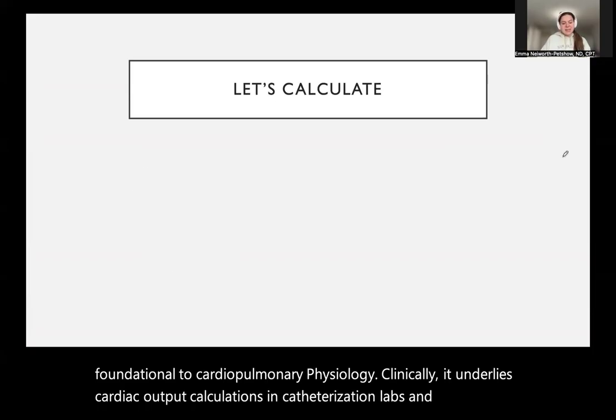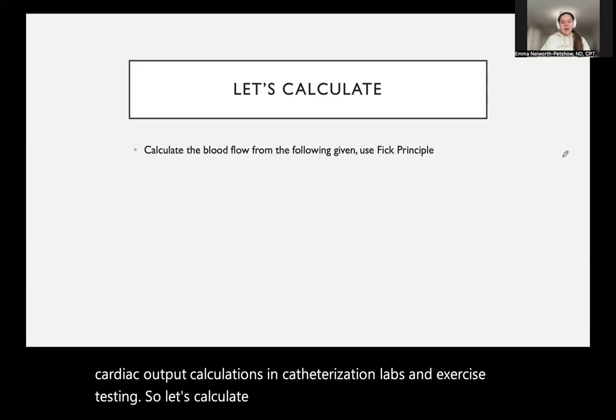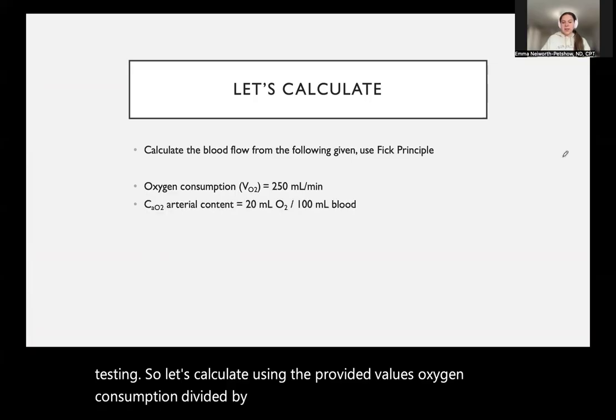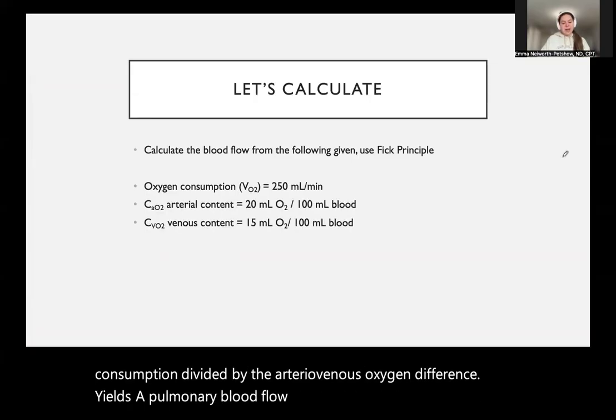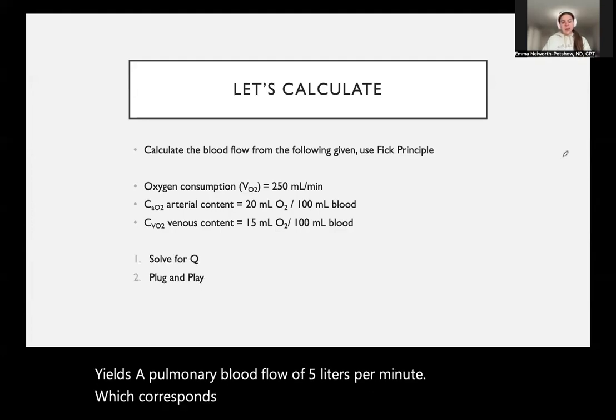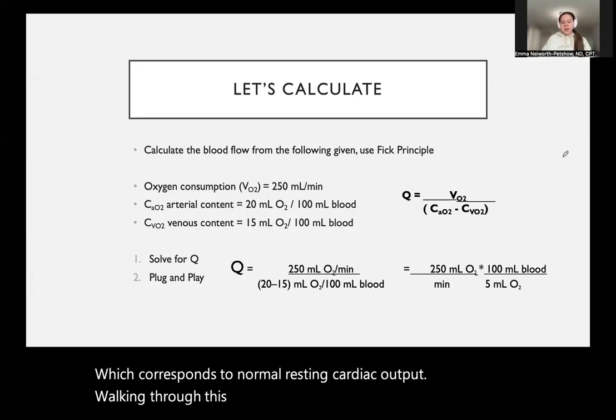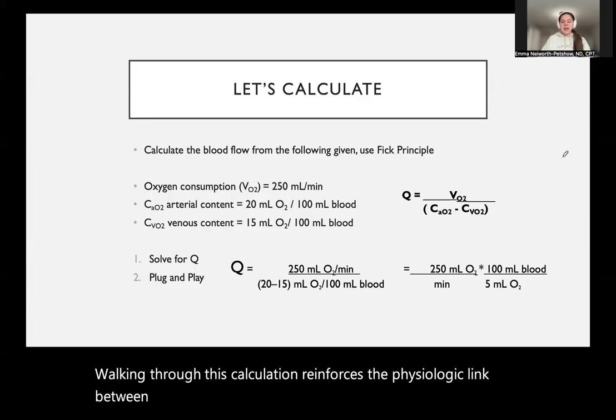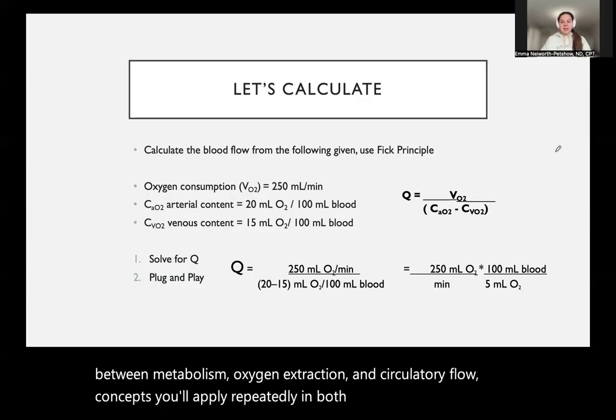So let's calculate. Using the provided values, oxygen consumption divided by the arteriovenous oxygen difference yields a pulmonary blood flow of 5 liters per minute, which corresponds to normal resting cardiac output. Walking through this calculation reinforces the physiologic link between metabolism, oxygen extraction, and circulatory flow, concepts you'll apply repeatedly in both inpatient and outpatient medicine.